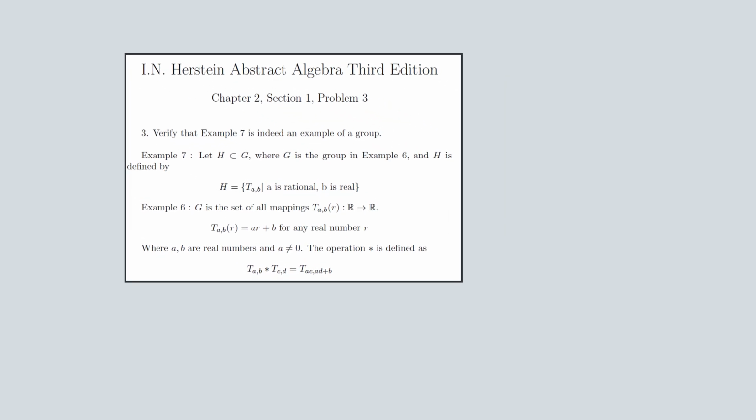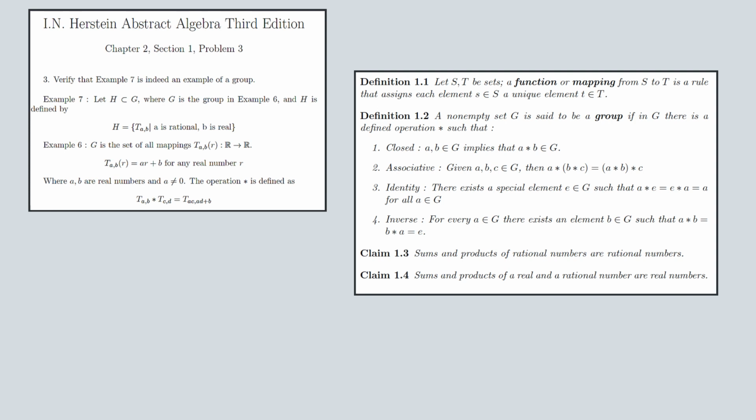What do we need to know here? Again, a reminder of what a function or a mapping is. These are elements of our set G. Each element is itself a mapping of the form ar plus b, where a is restricted to the rationals, r is a real number, which is our input variable, and b is real. We have our definition of a group, which is what we'll be checking for this problem. And then our two claims at the end there: when we combine rational numbers, we get a rational number. And if you combine a real and a rational number, you're always going to get a real number back, for sums and products specifically for us.